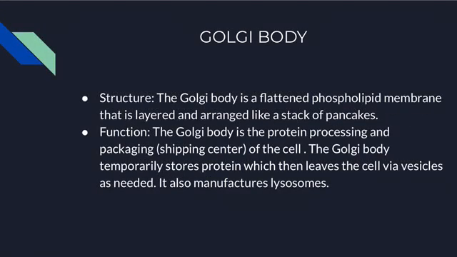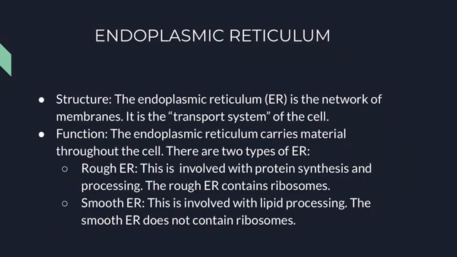Golgi body is another organelle in a plant cell. The structure of a Golgi body is a flattened phospholipid membrane that is layered and arranged like a stack of pancakes. The function of a Golgi body is the protein processing and packaging or shipping center of the cell. The Golgi body temporarily stores protein which then leaves the cell via vesicles as needed. It also manufactures lysosomes.